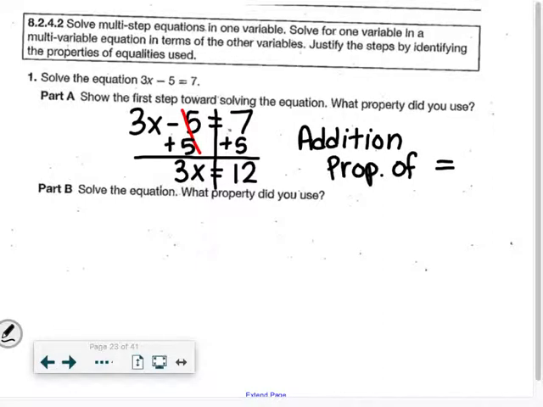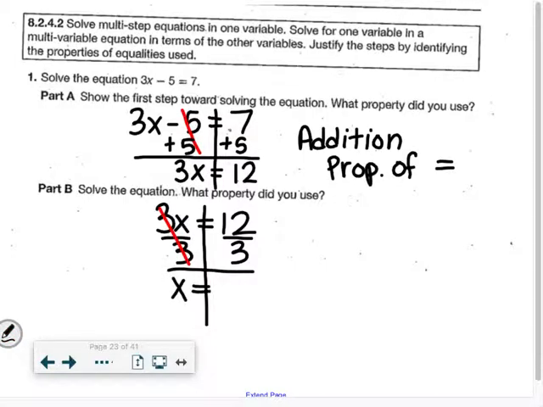The next step, so part B, solve the equation, what property did you use? The next step, I would need to divide by 3 on each side. So that would leave me with our final answer, x equals 4. Because I divided on each side, that would be the division property of equality.